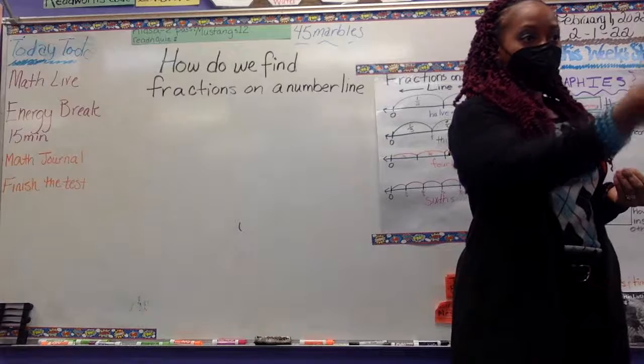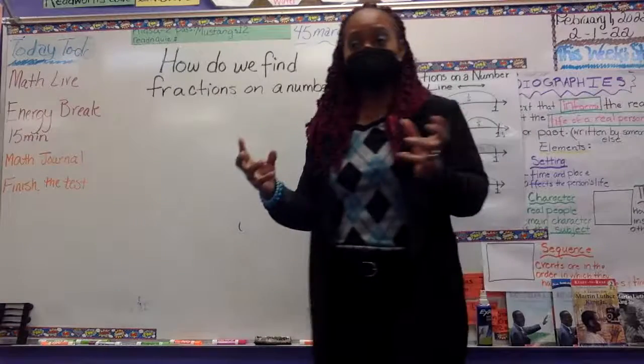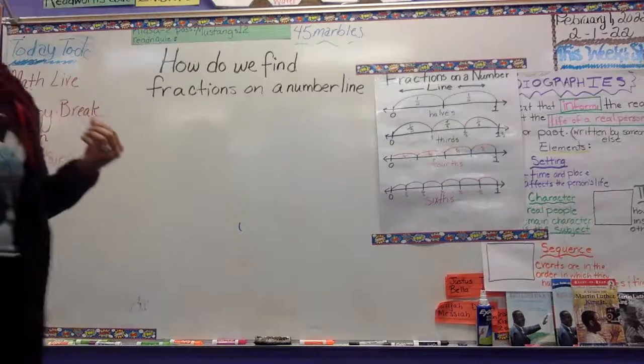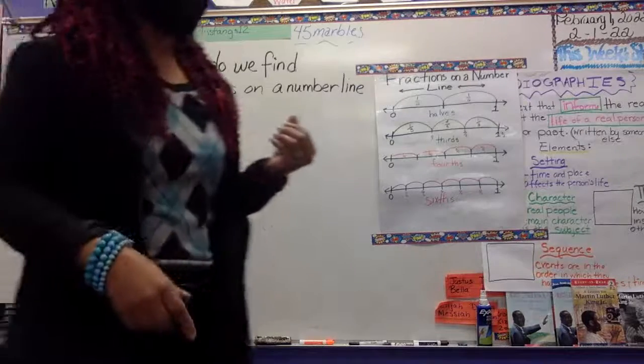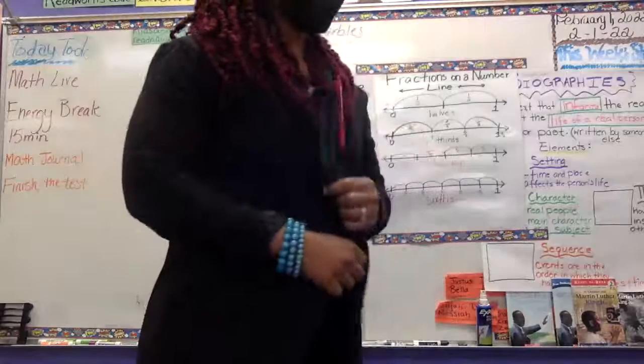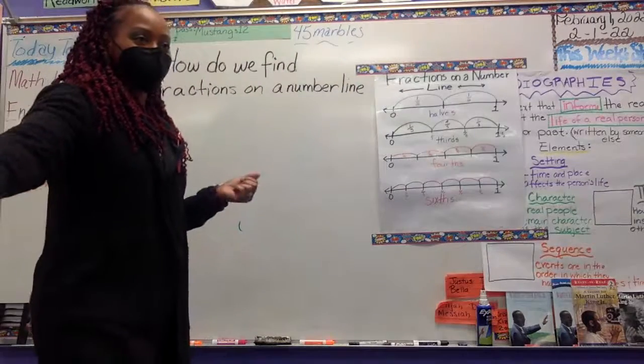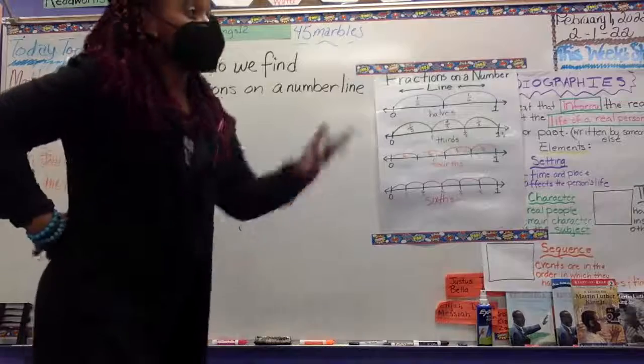Rulers or yardsticks. On rulers and yardsticks. What else helps you measure that you can find numbers on, fractions on? Justice? Well, they're very flexible and they can go longer distances. They can even measure. A measuring tape.